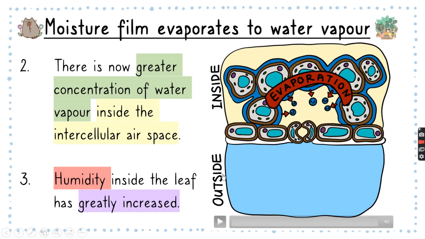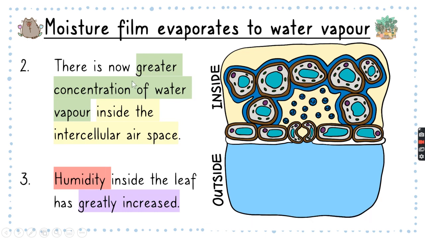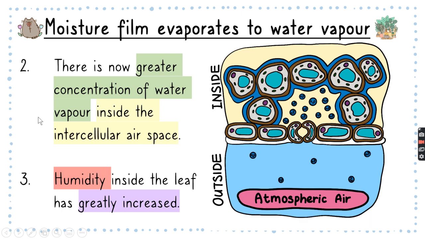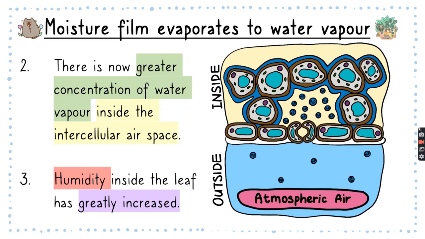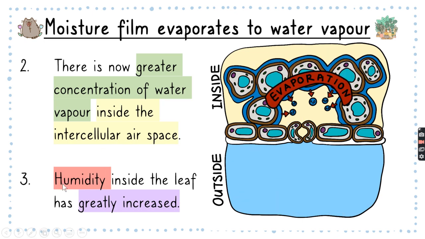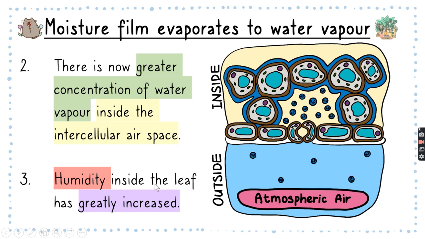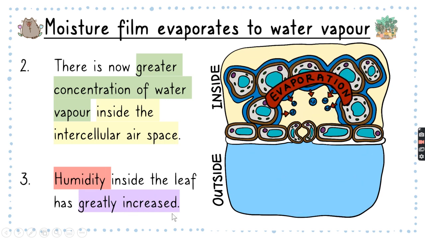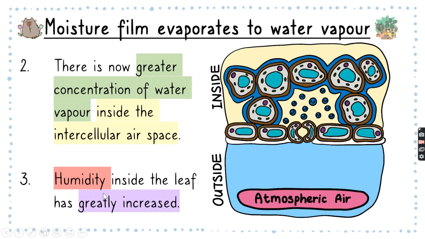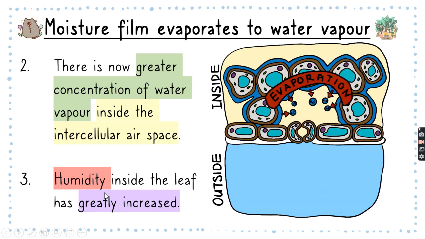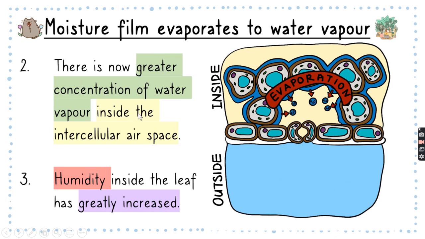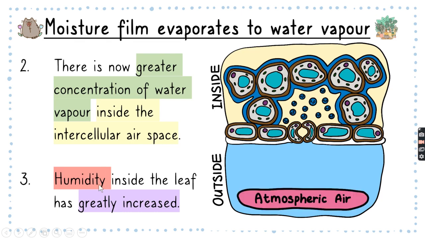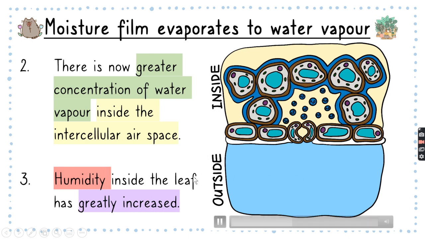All right, so now there is a greater concentration of water vapor inside the intercellular air space because of that evaporation of water. Therefore, we say humidity inside the leaf has now greatly increased. If you want to know, humidity just basically means the concentration of water vapor that you can find in air. And in here, because of that evaporation of the water film, humidity will be pretty much higher inside the leaf rather than outside in the atmosphere.